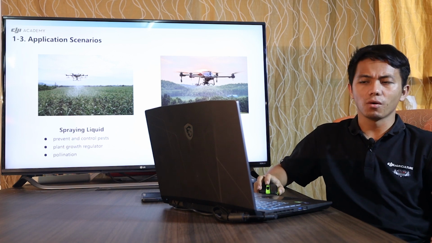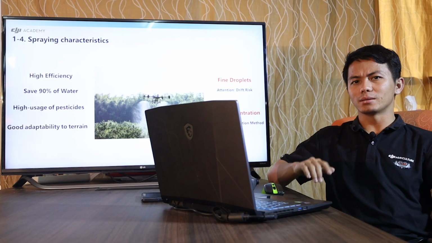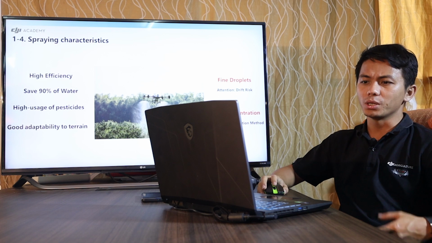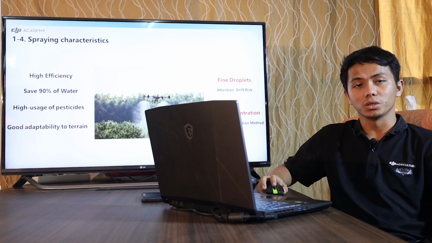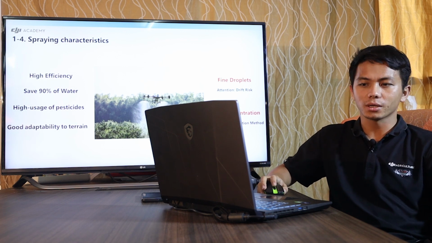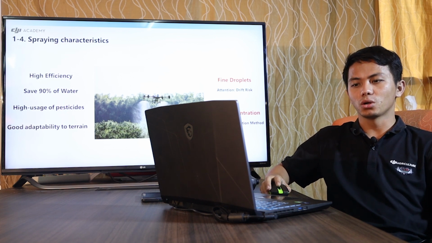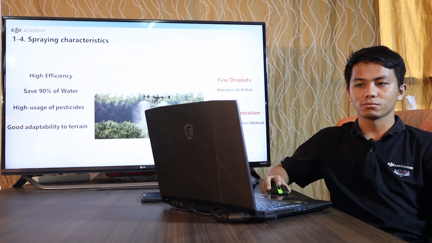What are the characteristics of the drone? High efficiency, save 90% of water, save pesticide, good adaptability to terrain condition. The drone uses high pressure nozzle and centrifugal atomization nozzle. So it has fine droplets and you should be aware of spray drift in windy condition. Since we use low volume doses, 2 gallon per acre or 4 gallon per acre, high concentration, make sure you use secondary dilution method, so as not to clog any chemical in the system, and good mixing gives spray effectiveness.